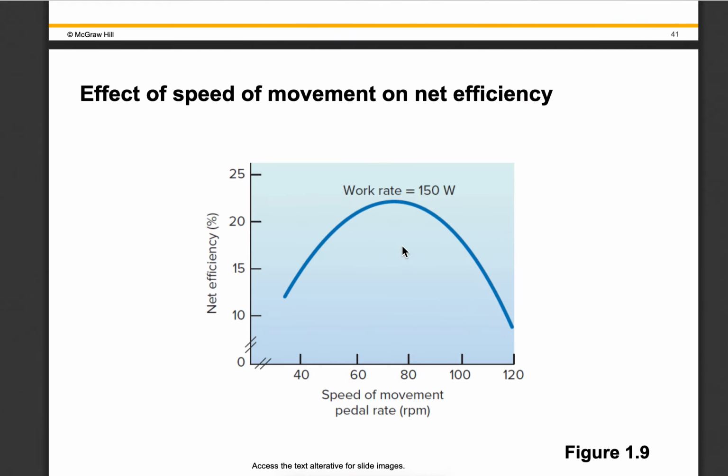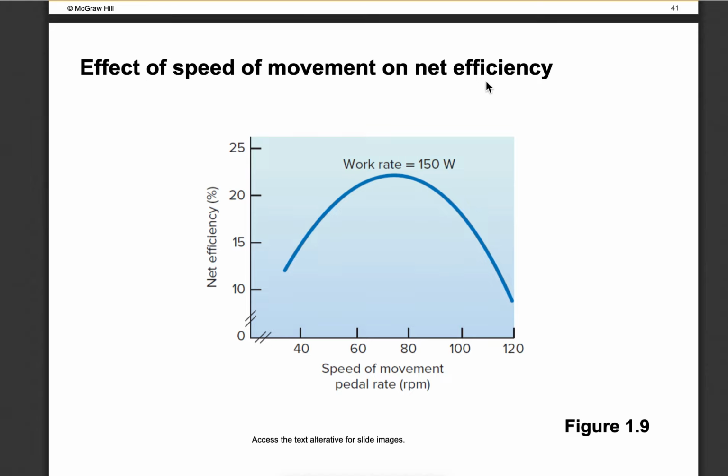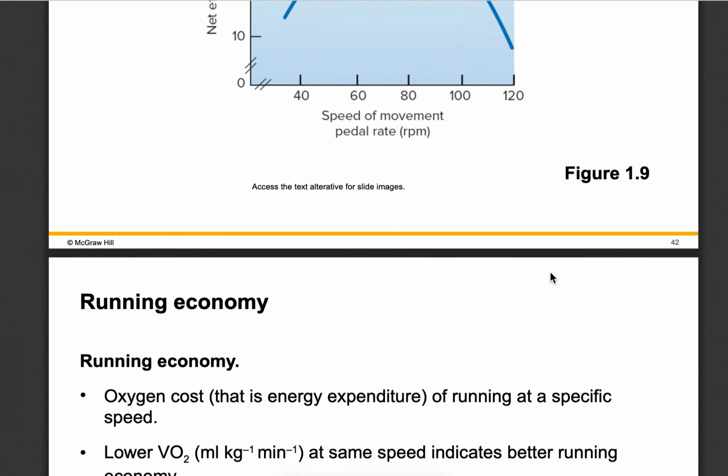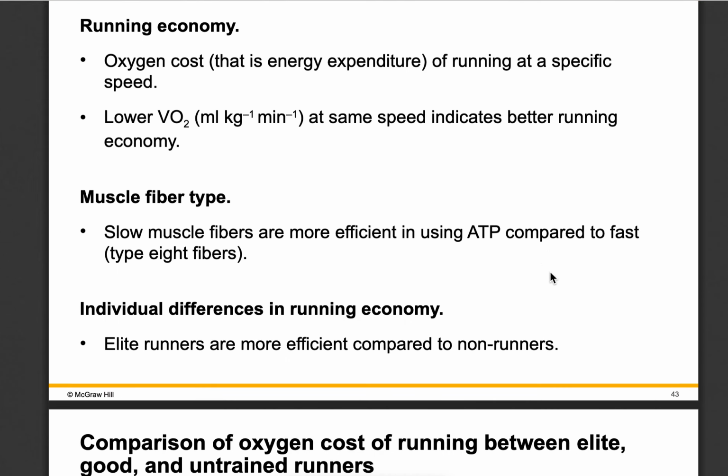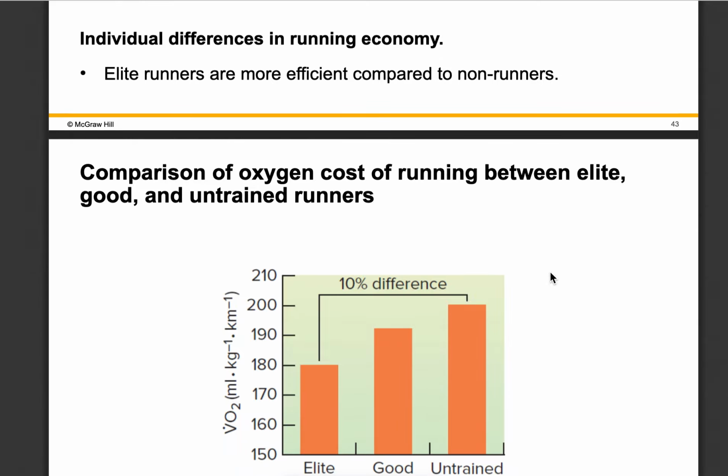But what's really cool is if you look at the effects of speed on net efficiency. When you're looking at this, what you can see is there's an optimal speed where we're the most efficient. If we go faster than that, we lose efficiency. If we're slower than that, we lose efficiency. So there are these areas where we are the most efficient, where we're getting the most bang for our buck for the energy that we're utilizing. And the same thing goes for running versus cycling.